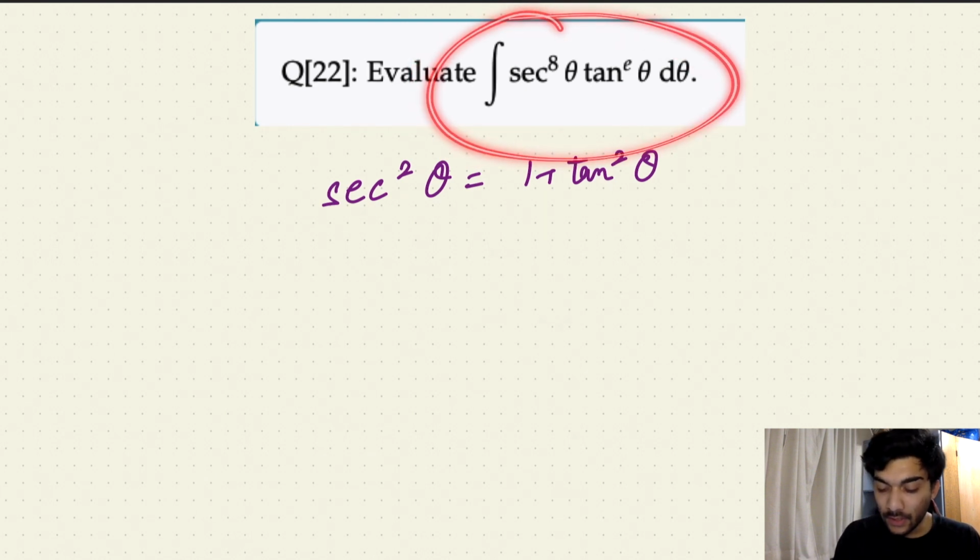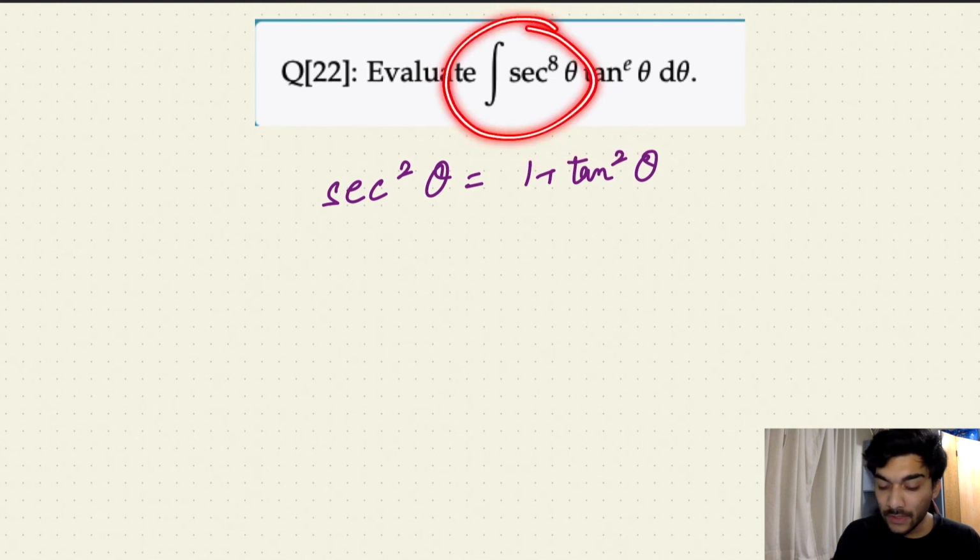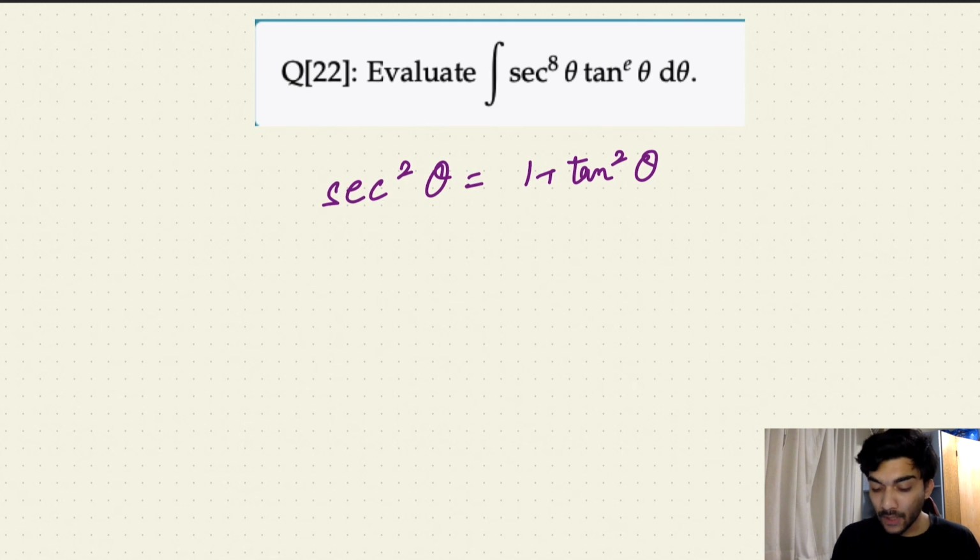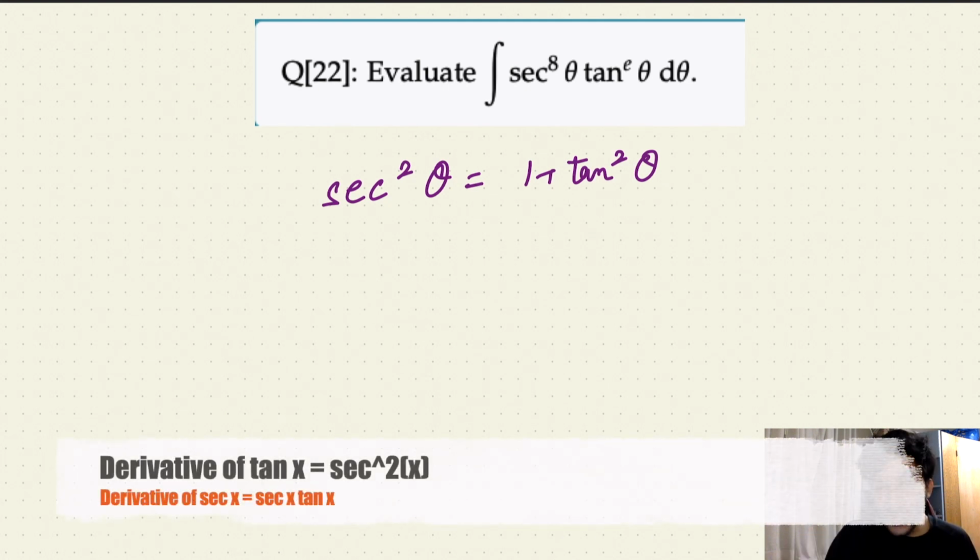In this question, we'll again use substitution because we see a secant theta expression and a tan theta expression. It gives us an idea that this question might be solved easily by substitution, because the derivative of secant theta has a tan theta component, and the derivative of tan theta also has a secant theta component, right?